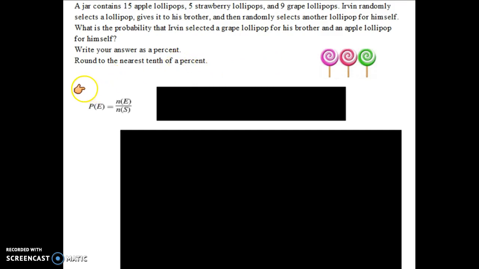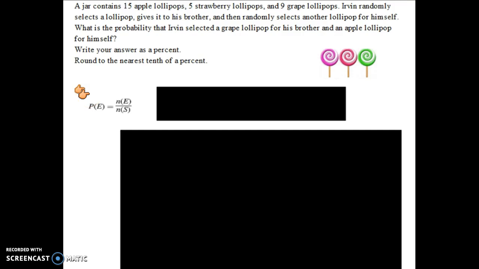All right, let's take a look at this example. This is very similar to one on your quiz. I've just changed the numbers. So we've got a jar containing 15 apple lollipops, 5 strawberry lollipops, and 9 grape lollipops. Irvin randomly selects a lollipop. He's going to give it to his brother, and then he's going to randomly select another lollipop for himself.